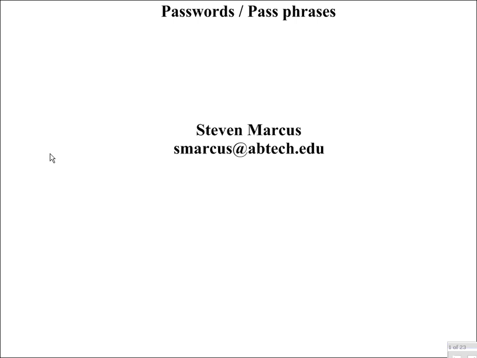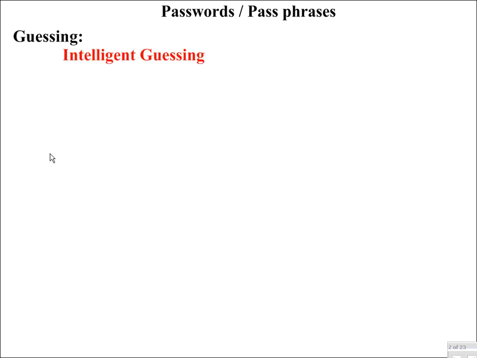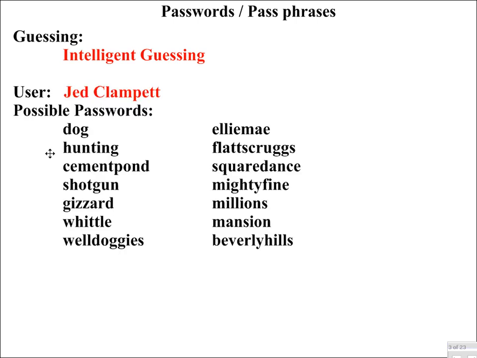Let's get started. Let's say I've got an account on a computer somewhere. If a hacker tries to break into that, the first thing he's going to do is try a technique that I'm going to call intelligent guessing. He's going to try to figure out something about me to see if I've set that password to some word that relates to me somehow. So if there's a user, Jed Clampett, on a system, there's a pretty good likelihood that he's going to set his password to something that he cares about, something that he knows about.